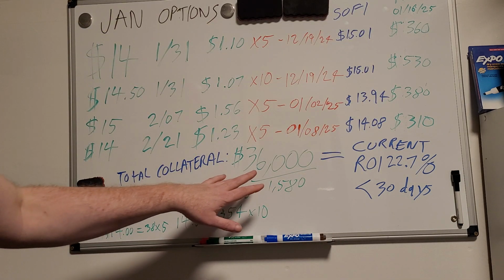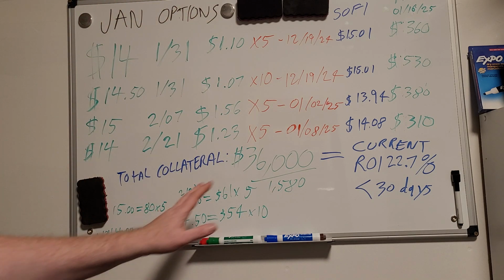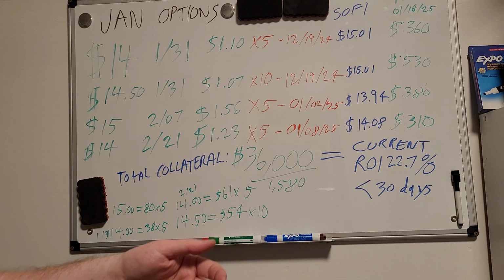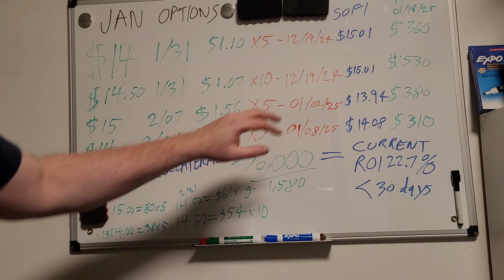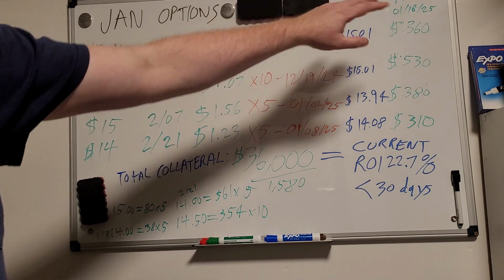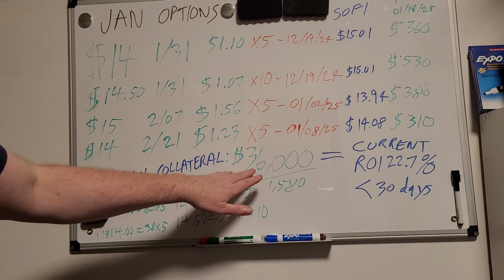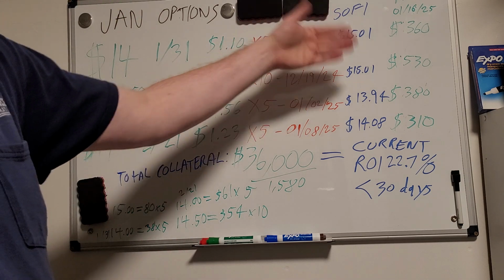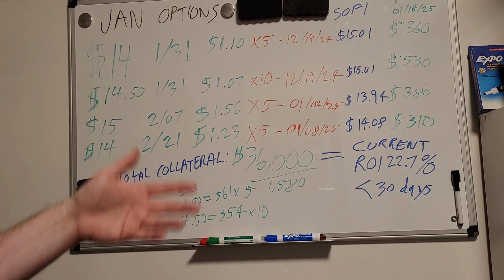So 36,000 was the total amount of collateral needed to run all of this. Dividing that out, we get approximately 22.7% rate of return on investment in about 30 days. We're just a little over 30 days with the 19th through the 16th, but it's not a bad rate. People ask the question, why not just take the 36,000, buy shares of the stock, buy it up at $15 and sell it today when it hits 16, or something like that.